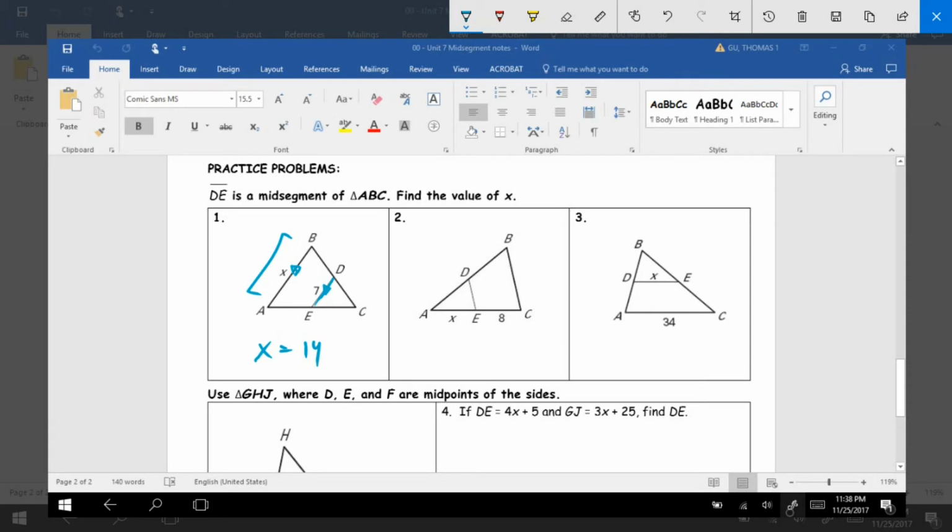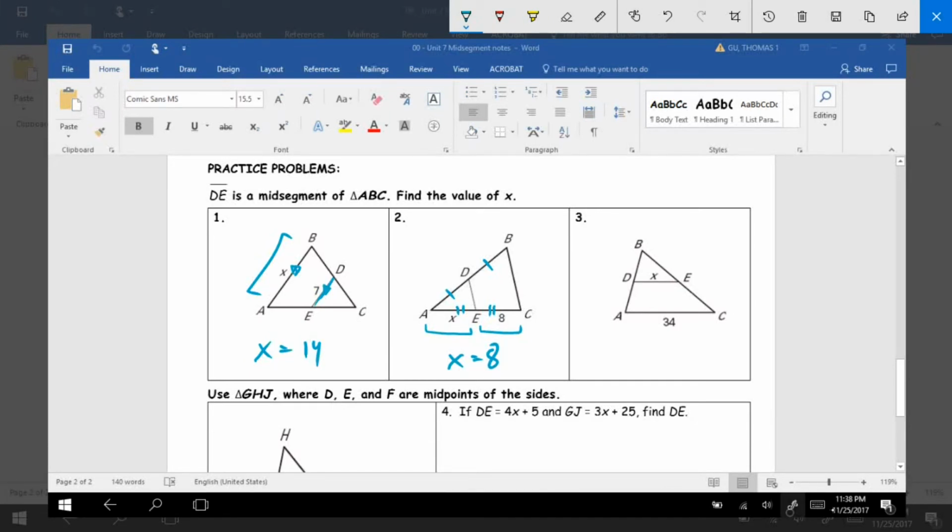Number 2, this one, check it out. Remember, this midsegment right here, DE is the midsegment. A midsegment connects two midpoints. That means that AD is congruent to DB, and AE is congruent to EC. So, if EC is 8, what is AE? It's also 8. X equals 8. There you go.